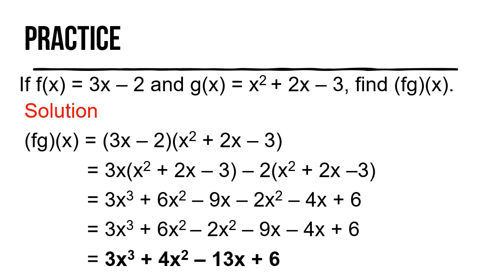So your answer is f times g of x is equal to 3x cubed plus 4x squared minus 13x plus 6. You got the correct answer also? Very good. I'm very proud of you.